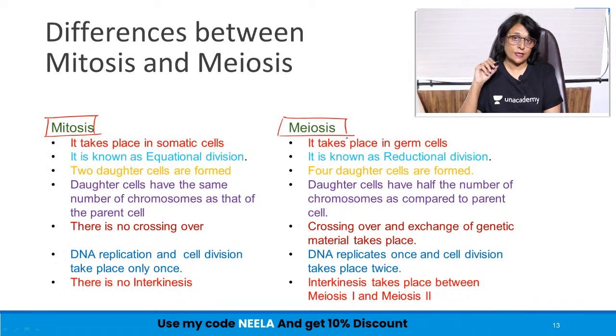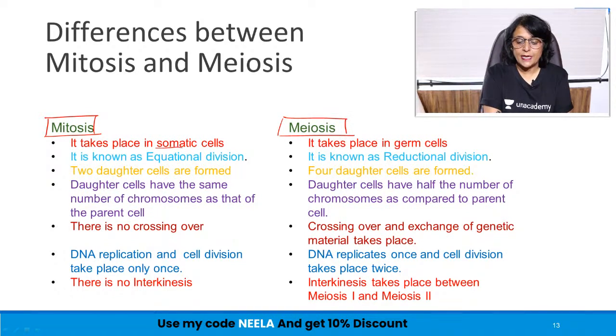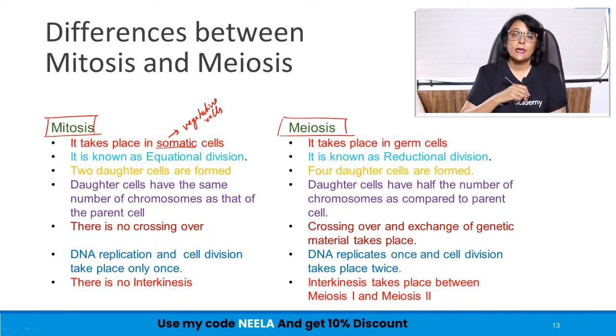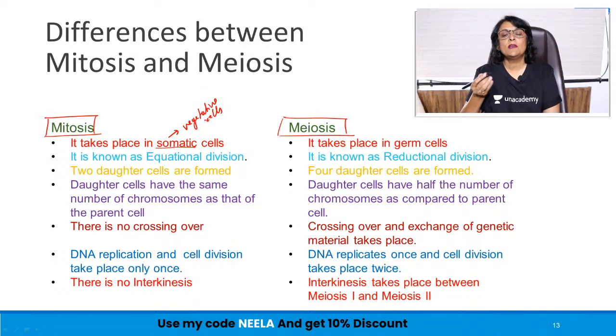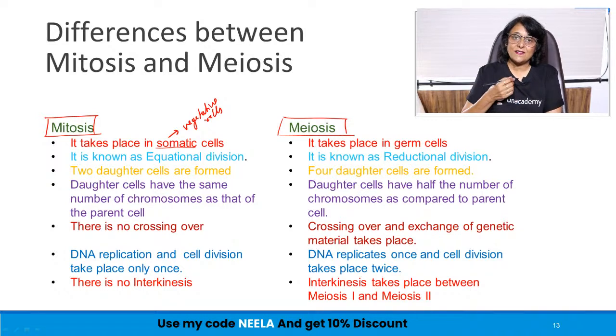We have studied all the stages in detail. Mitosis takes place in somatic cells. Somatic cells are nothing but vegetative cells. You call them somatic cells. In plants, normally we call them vegetative cells. So in an organism, if you're talking about a higher organism, there are 2 types of cells: vegetative cells and germinal cells, or somatic cells and germinal cells. So mitosis takes place in somatic cells, or somatic cells, if they have to divide, they will divide only by mitotic division.